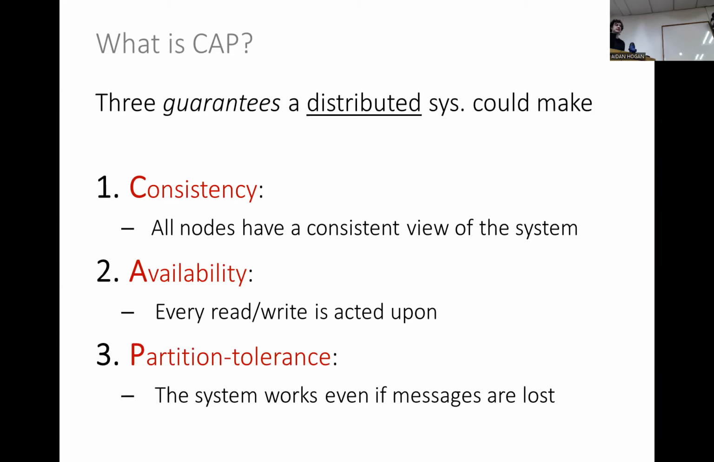And partition tolerance. Since we're in a distributed system, P means partition tolerance, which means that the system will continue to work and to provide these guarantees even if messages are lost. So a partition is considered to be a partition of the network, where we have machines on different sides that cannot communicate with each other.